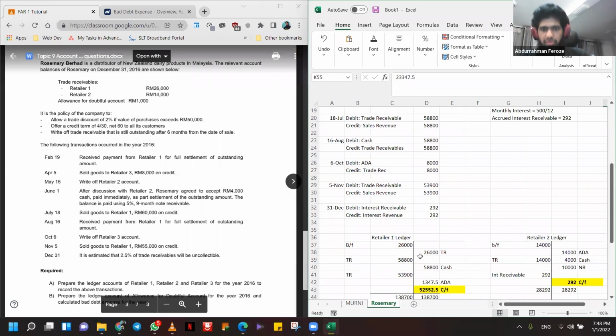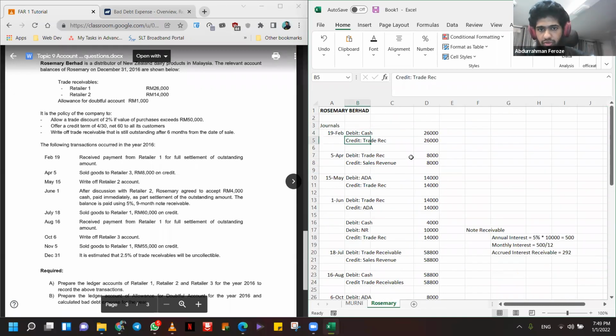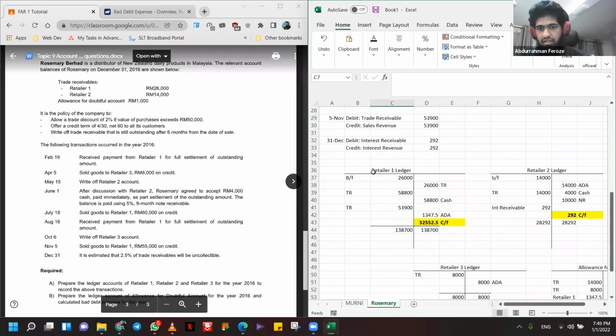To be honest with you, maybe we did not need to do these journals. We could have directly gone on to the retailer ledger and solved it one by one like this. That also could have been done. But yeah, I decided to do the journals first and then transfer it to the ledger. All right. Any other questions?